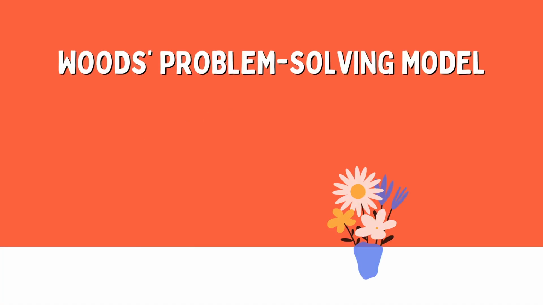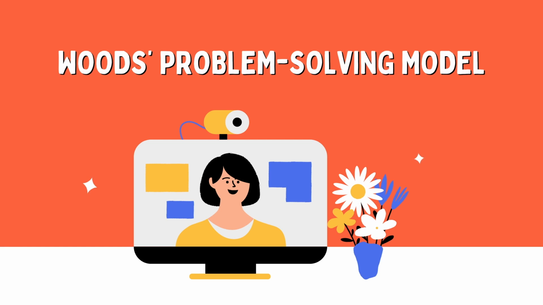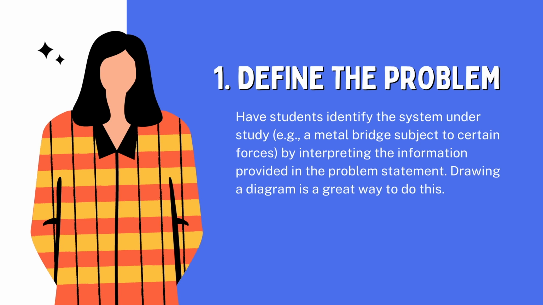I will be introducing to you the Wood's problem-solving model. There are 5 steps in total. Step 1. Define the problem. Have students identify the system under study, for example, a metal bridge subject to certain forces, by interpreting the information provided in the problem statement. Drawing a diagram is a great way to do this.